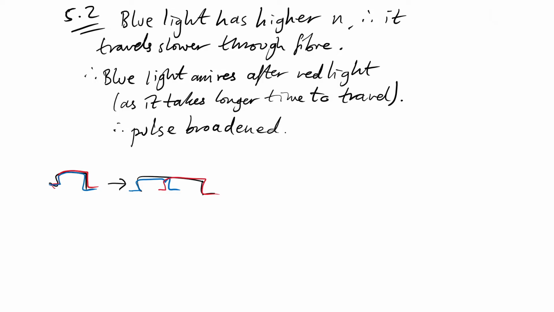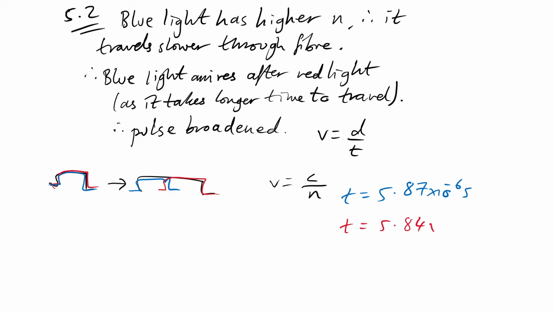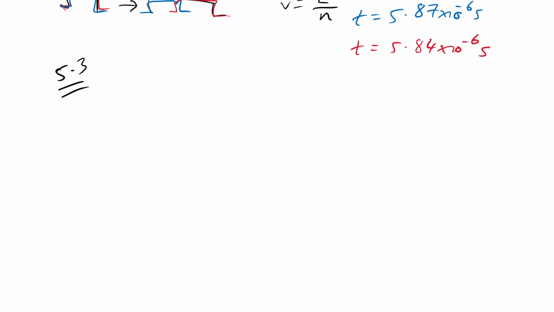And the mark scheme says that you should find the time taken as well, which I think is just completely unnecessary. That's dumb, because if you want to find the time taken, we know that speed equals distance over time, and the speed, of course, is equal to the speed of light in a vacuum divided by the refractive index. And you end up with times of 5.87 × 10^-6 seconds and 5.84 × 10^-6 seconds.